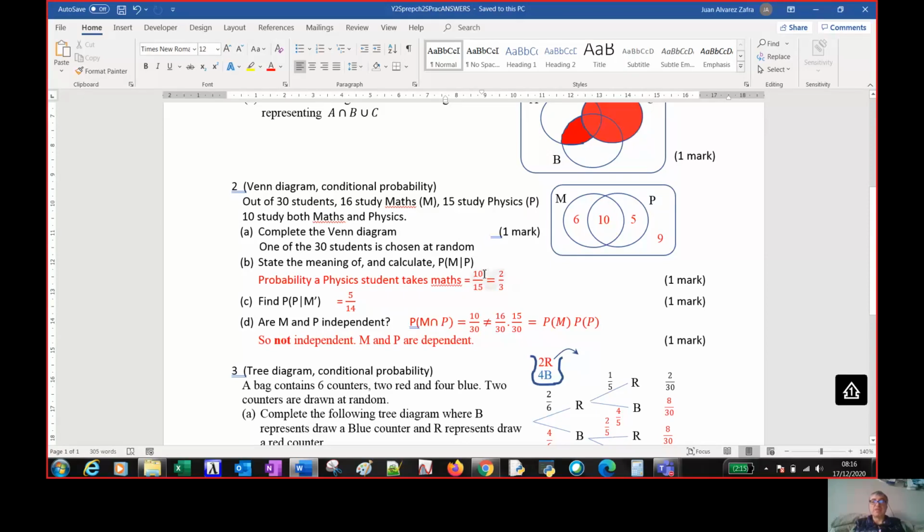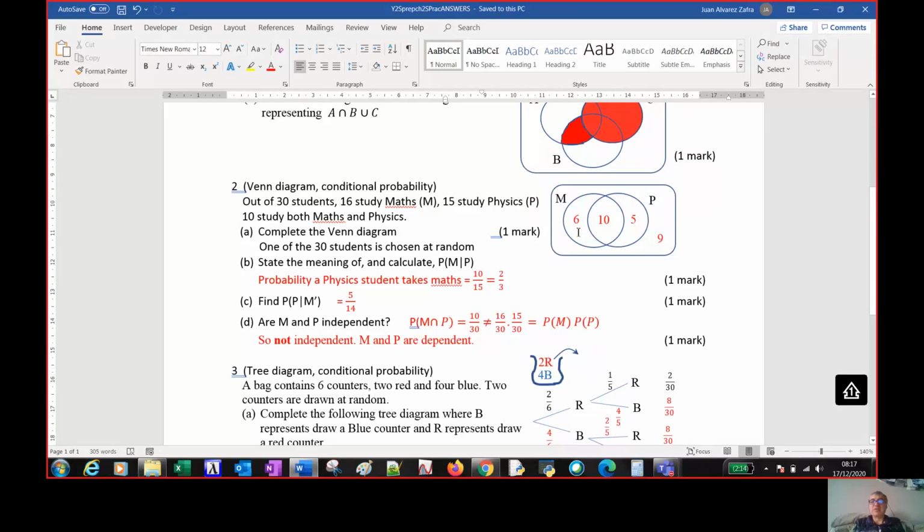Okay. So whenever you see the vertical line, the thing to the right of the vertical line is what you're given. That's the region that you look at. And the one to the left is the one that you want the probability of within that region. Okay, so part C, what's the probability of being a physics student given you're not a math student?